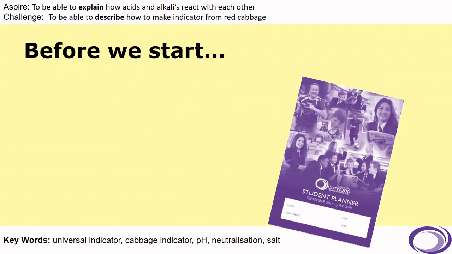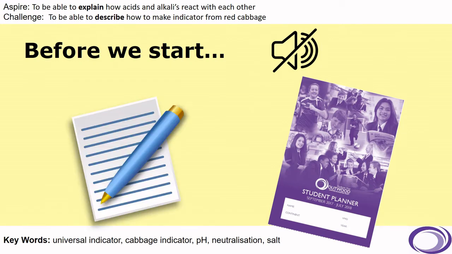Before we start, it would be really good to have your planner with you, as there is a copy of the pH scale within it. Also, now would be a really good time to turn off any notifications so that you don't get distracted during the lesson. It would also be a good idea to have a pen and paper ready so that you can take part in the activities as we work through the lesson.